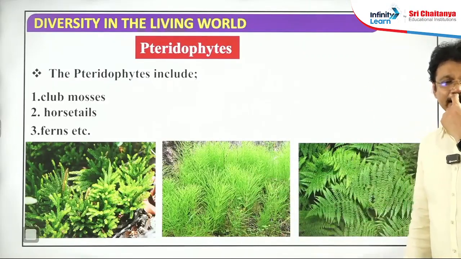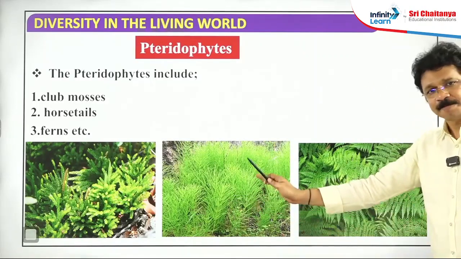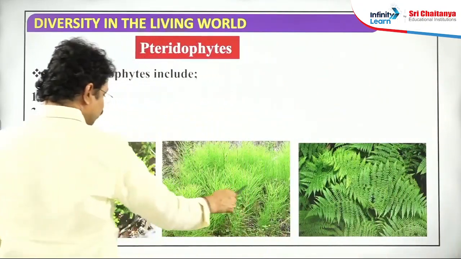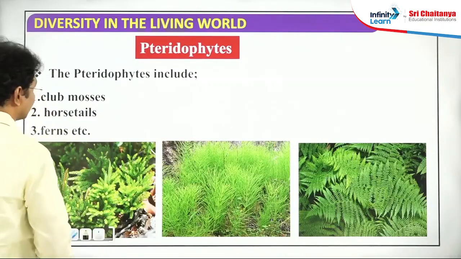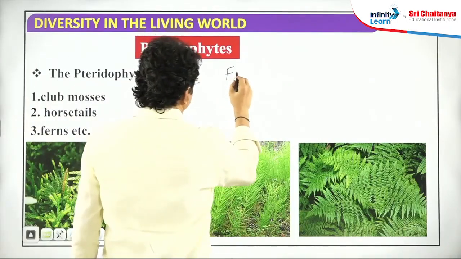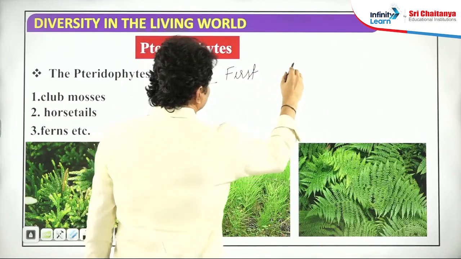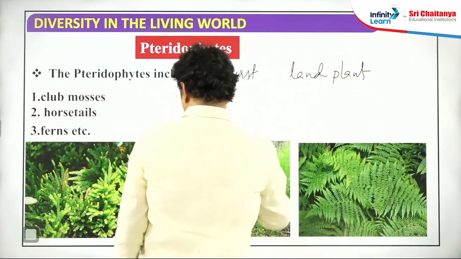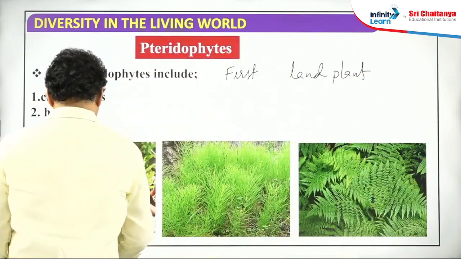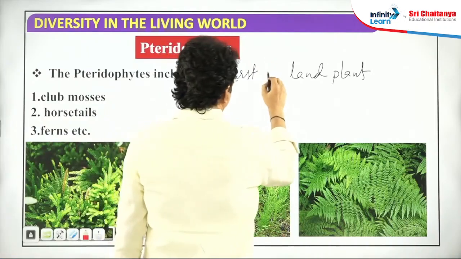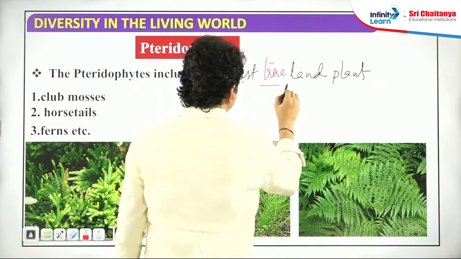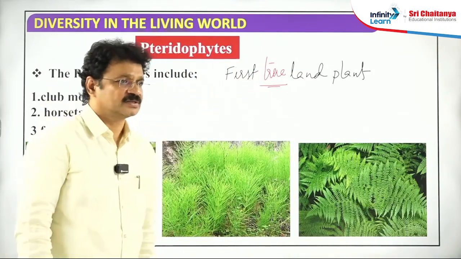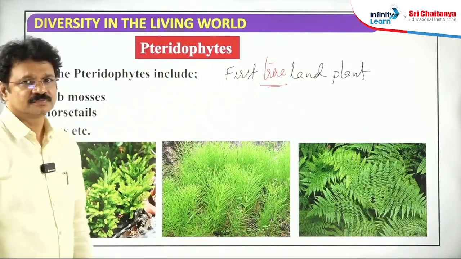Non-flowering plants like algae and bryophyta, pteridophyta is also non-flowering, cryptogams. But these are the first true land plants. Have to highlight this point. The first land plants are bryophytes, but the first true land plants are pteridophytes. A slight variation is there between bryo and pterido.